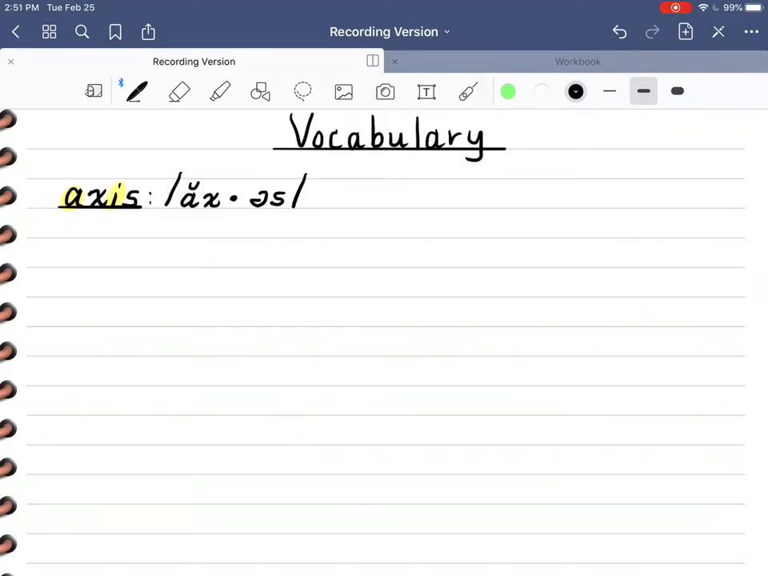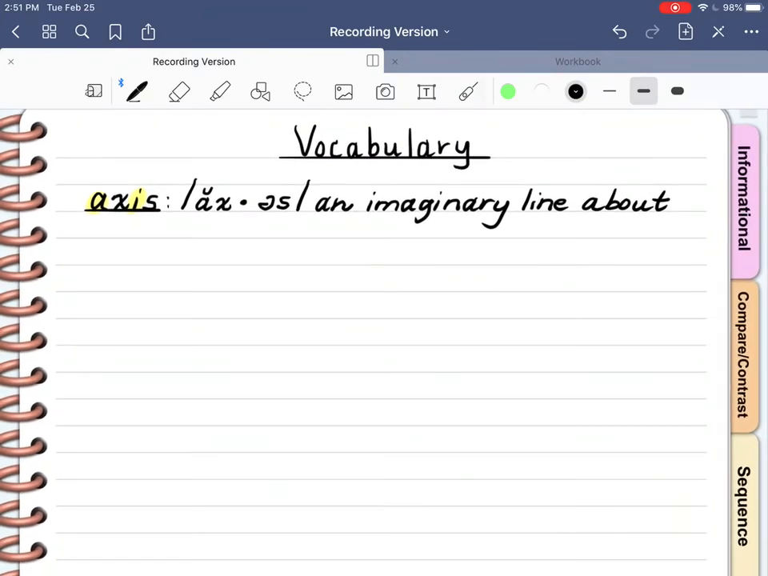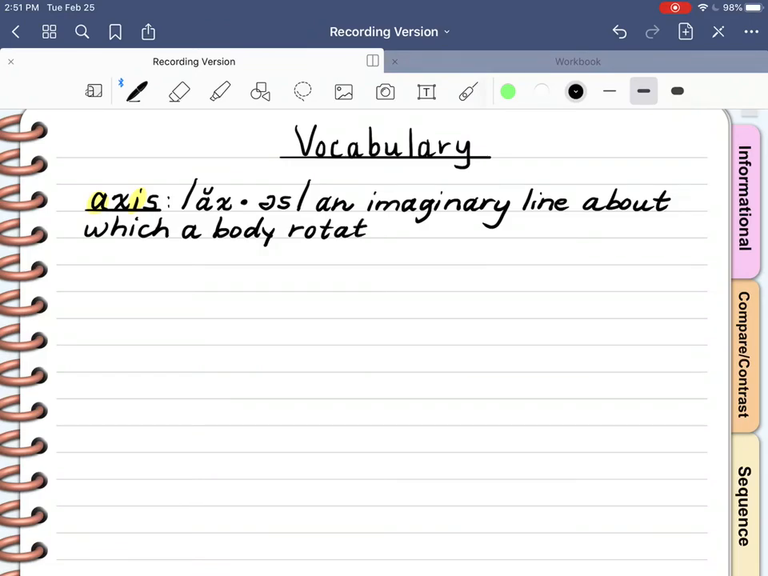And an axis is an imaginary line. Let me start with an, because as soon as I write an, I have a noun. A and the. Imaginary line about which a body rotates or turns. And we said this is a noun, it's a thing.